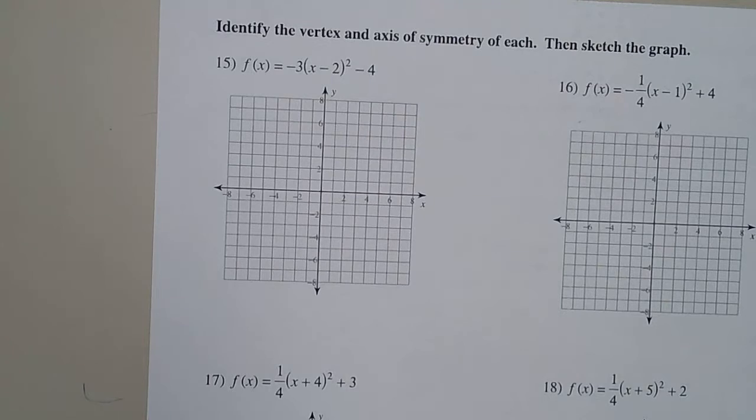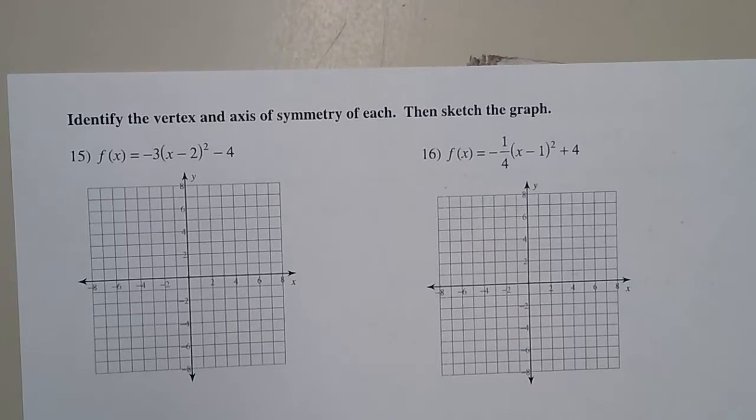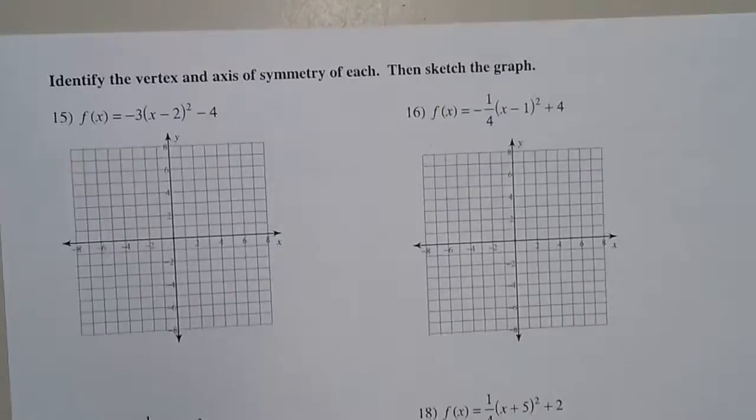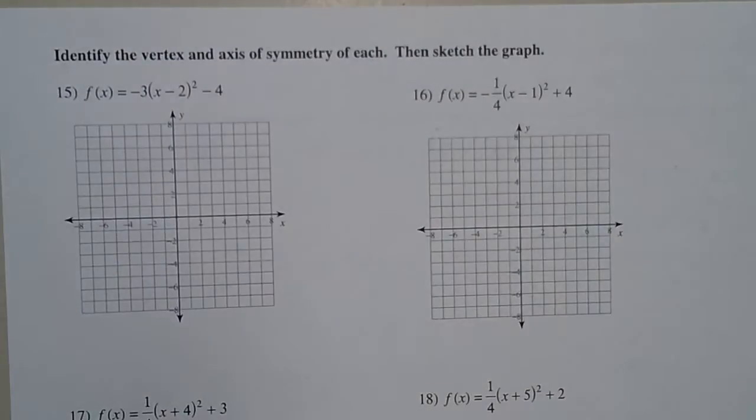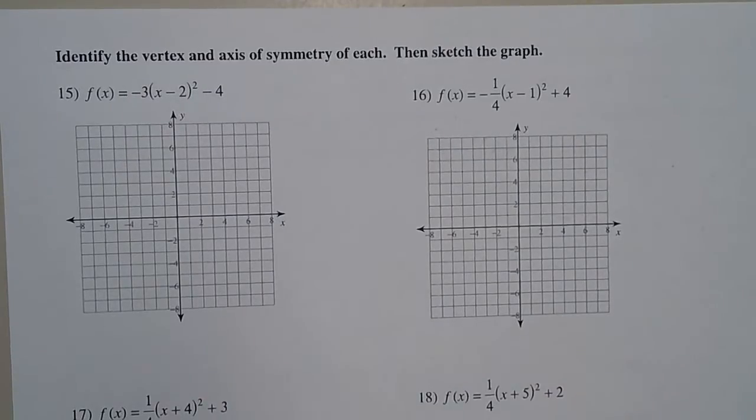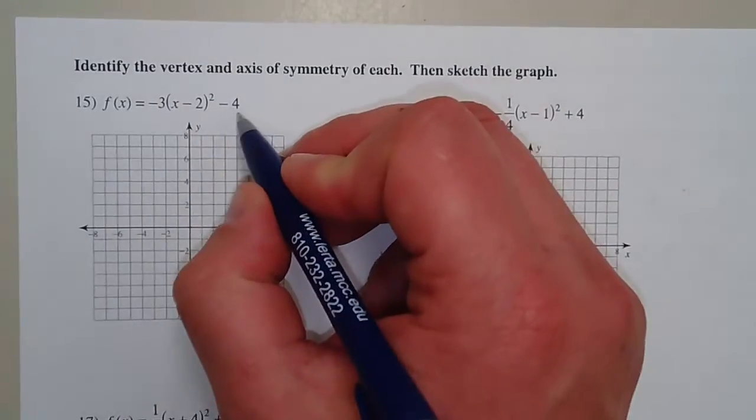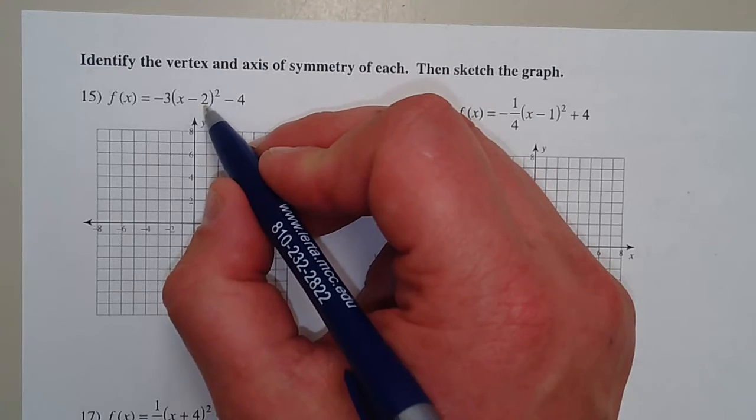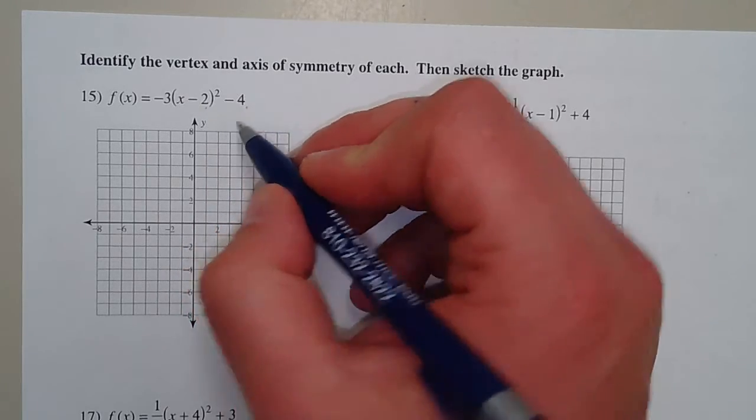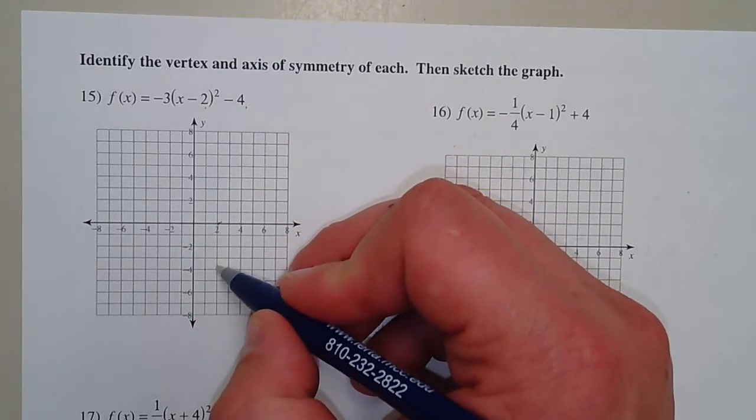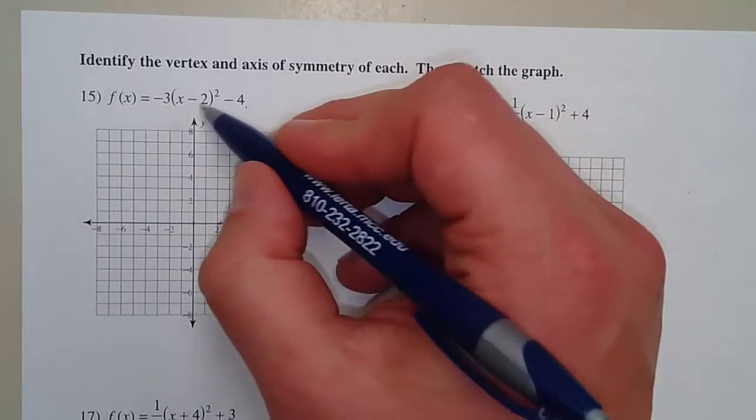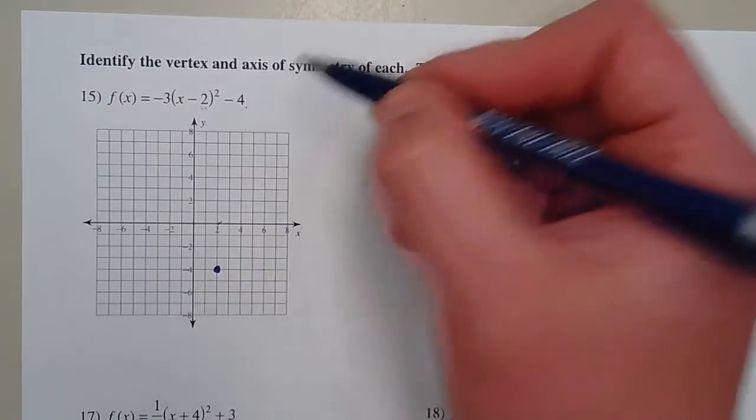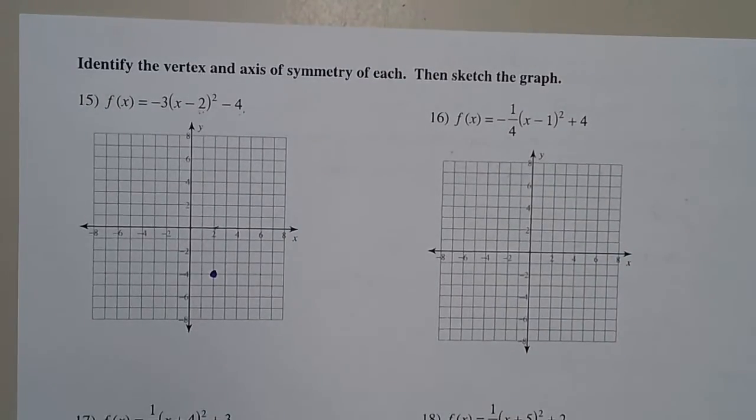For the back page, these ones say identify vertex, axis of symmetry, sketch the graph. You're probably going to be able to fly through these. All right, so these are all in vertex form. So in vertex form, I believe, right? Yeah, vertex, every one of them. So perfect. Doesn't matter which one we do. So this one, our vertex is at h is 2, k is -4. So 2, -4. Remember how that works. It's always the opposite of this value, and then it's that value. So there's our vertex.